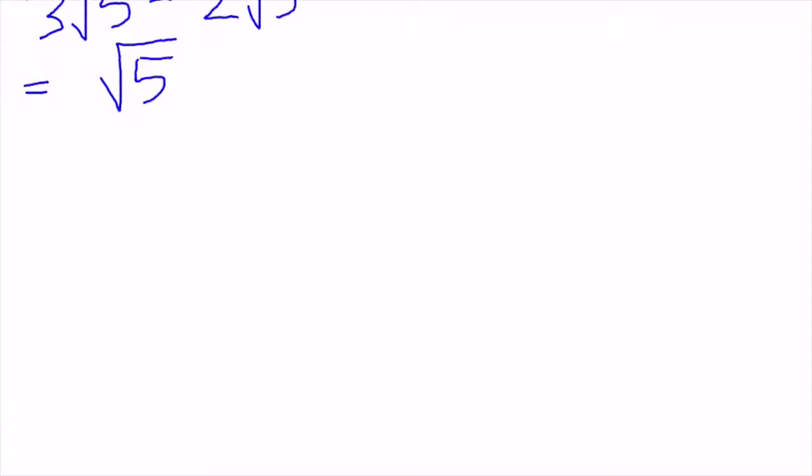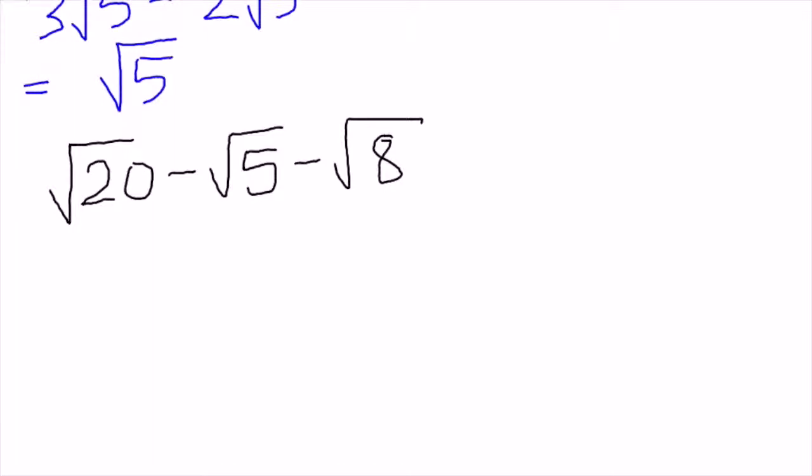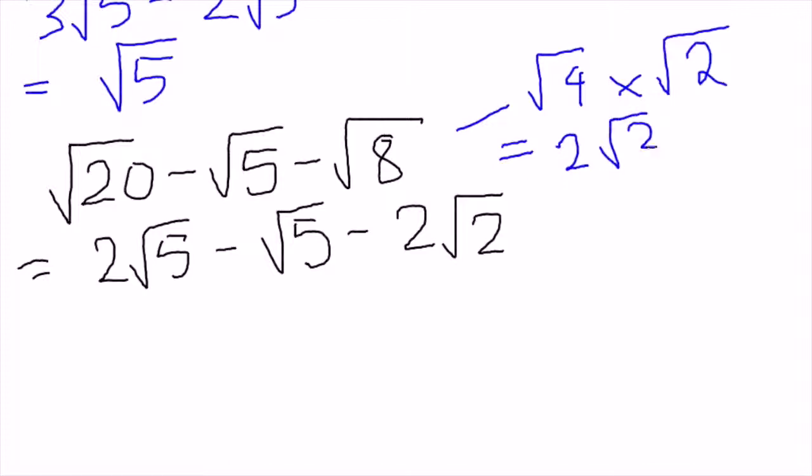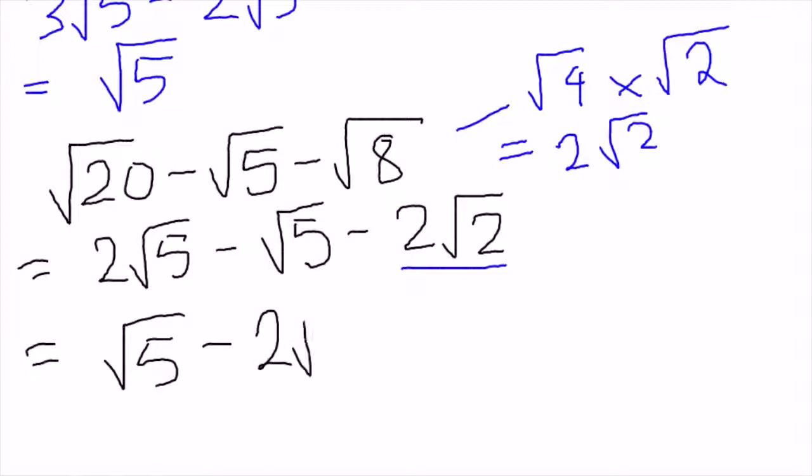So let's move on to the example. Root 20 minus root 5 minus root 8. If we simplify this, we get 2 root 5 minus root 5 minus 2 root 2. This is because minus root 8 is equal to root 4 times root 2, which is equal to 2 root 2. So we get the value of 2 root 2 here. So if we simplify this further, we get root 5 minus 2 root 2. We cannot simplify this any further as there are no like terms.